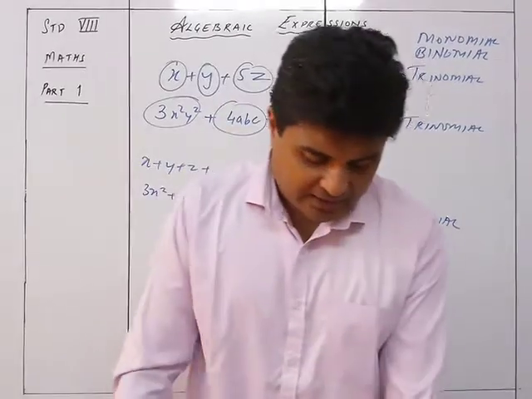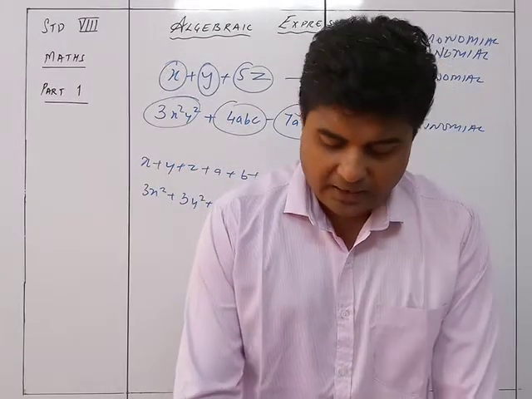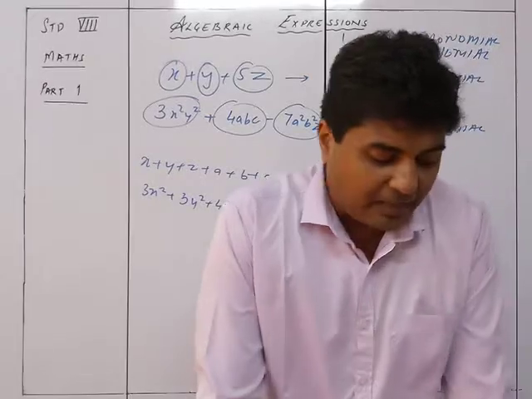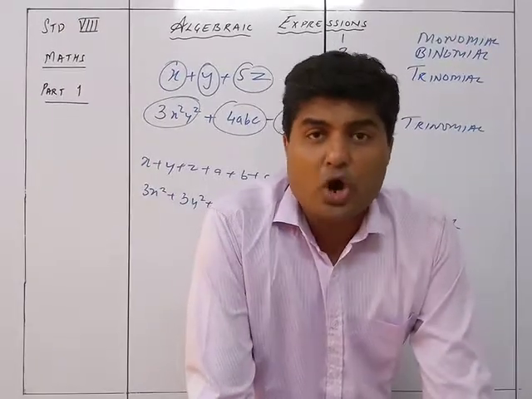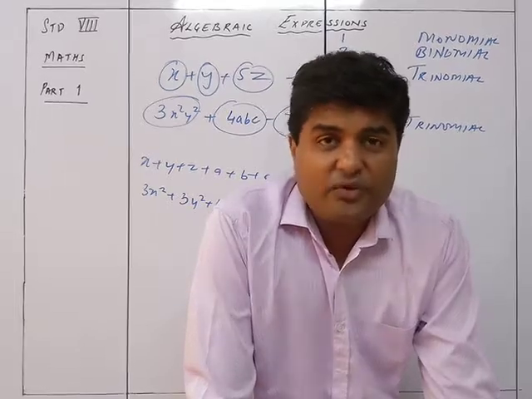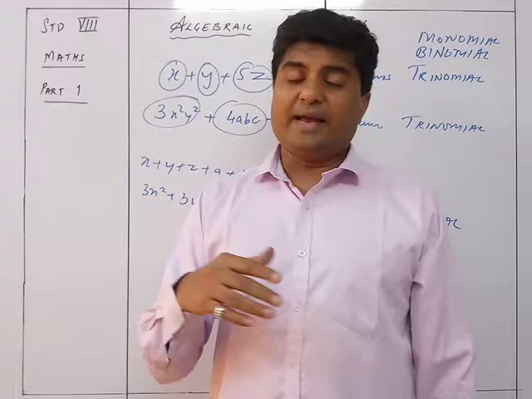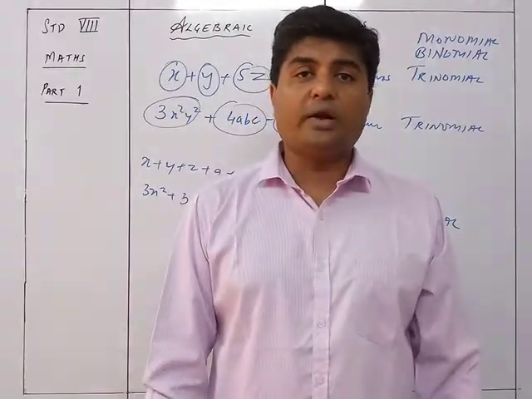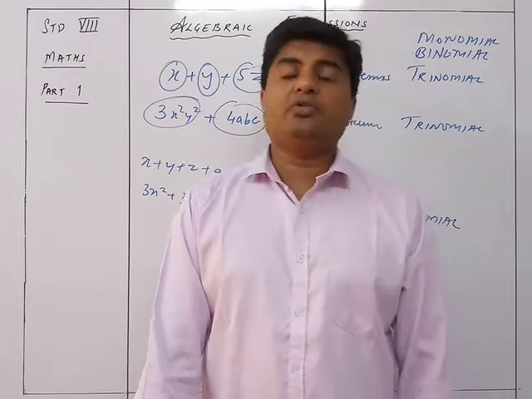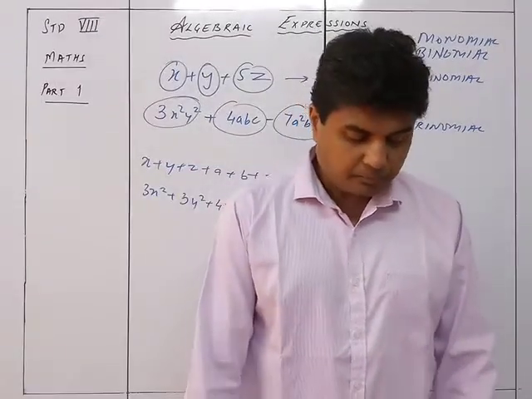So these are the different kinds of algebraic expressions, and you will always find that the multiplication and division signs do not separate the terms. Thus, as I showed you, 3x square divided by y is not a binomial. The division sign is not going to separate the terms, it is going to combine them into one single term, so it will be a monomial.